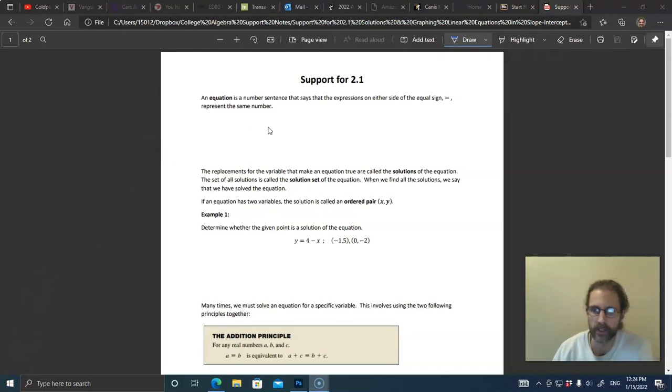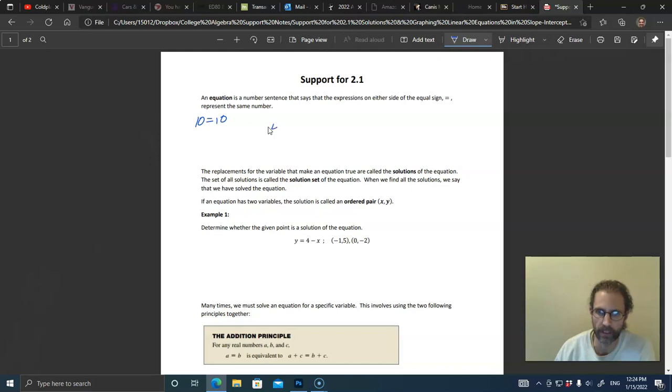A very simple equation would be something like 10 is equal to 10. We've got the same number on both sides of this equation, or on both sides of the equal sign, but we're also going to see equations that have variables in them.